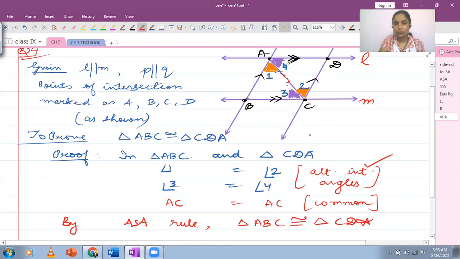I think someone was about to question. Rohandeep was saying that it will be ASA. Sorry, AAS. Somebody mentioned AAS. This is not AAS. The side lies between the two angles. You can see from the figure, between 1 and 3, you have the side lying here between the angles. Yes.